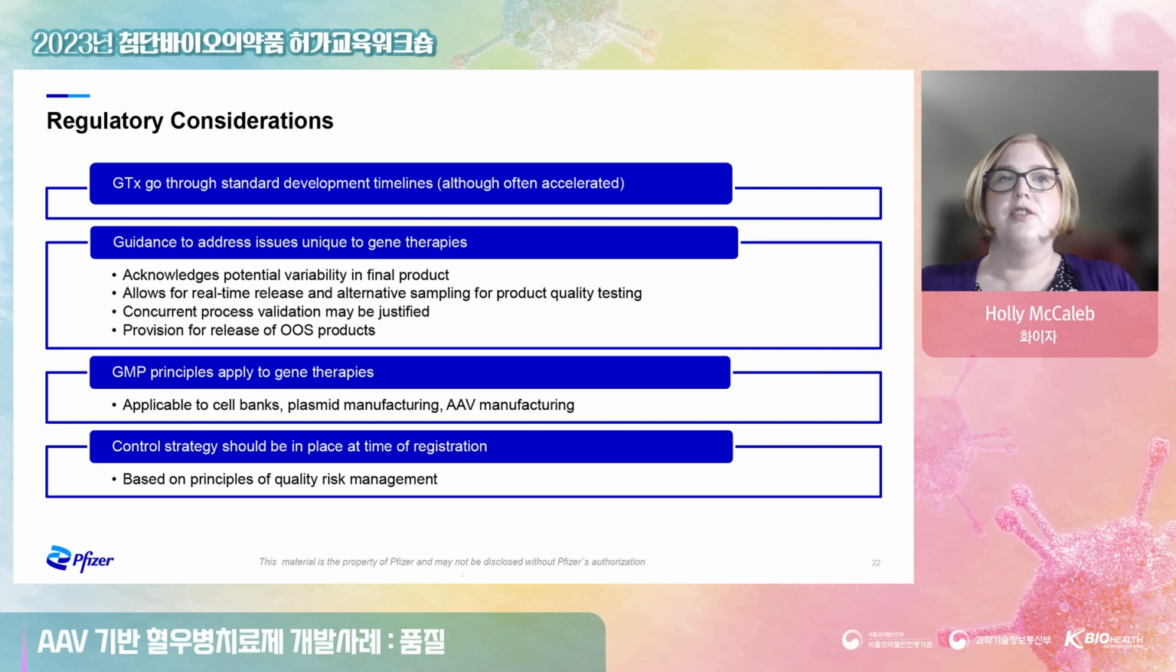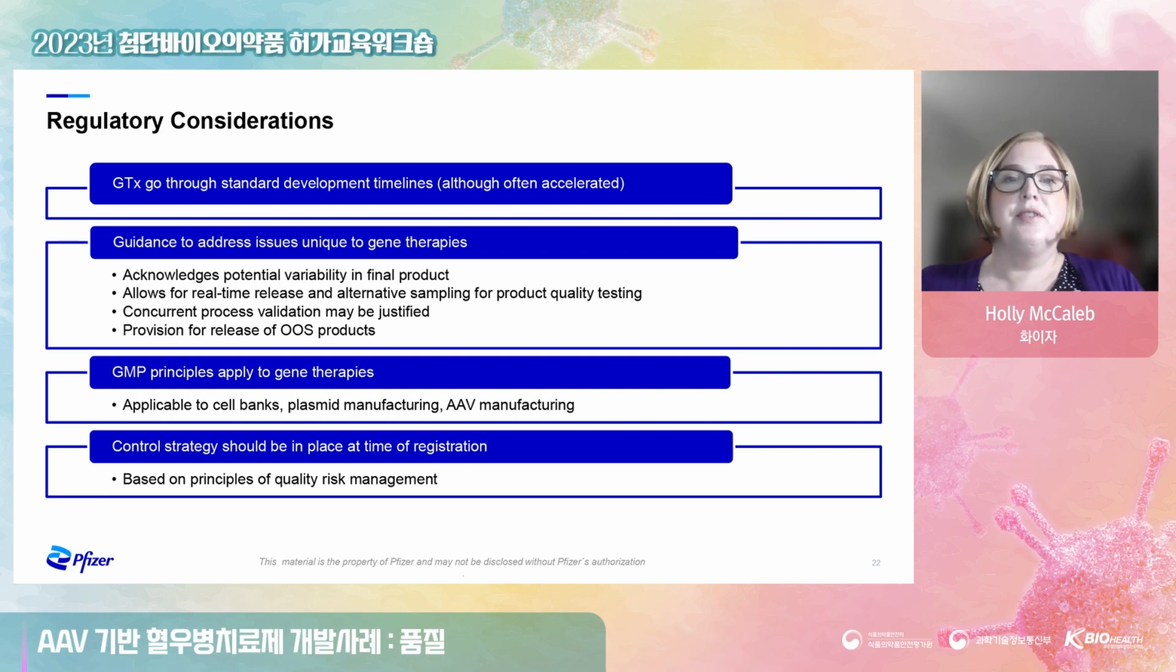Key regulatory considerations include, first, gene therapies go through standard development timelines, although they are often accelerated. Second, there are guidance documents to address issues unique to gene therapies, such as potential variability in the final product, real-time release and alternative sampling strategies to take material limitations into account, concurrent process validation, and provisions for release of material that is out of specification, or OOS.